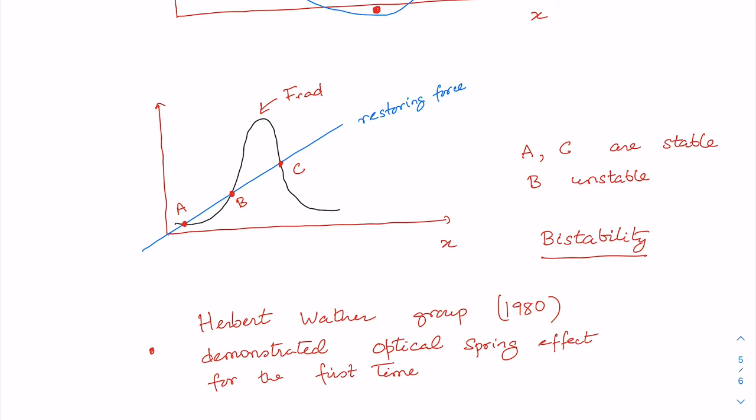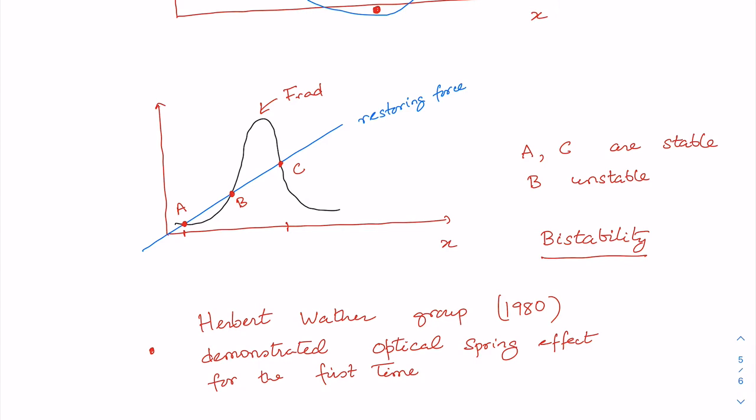However, only points A and C are stable and B is unstable. In the case of point B, the radiation pressure force is exceeding the restoring force, in the increasing direction. On the other hand, at points A and C, the restoring force is in the increasing direction. So at points A and C, that means when the movable mirror is at location A or at location C, it will have a stable position.